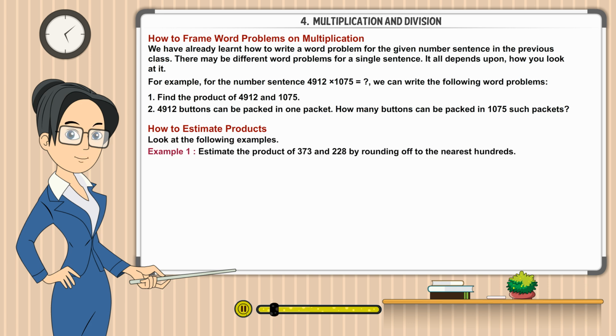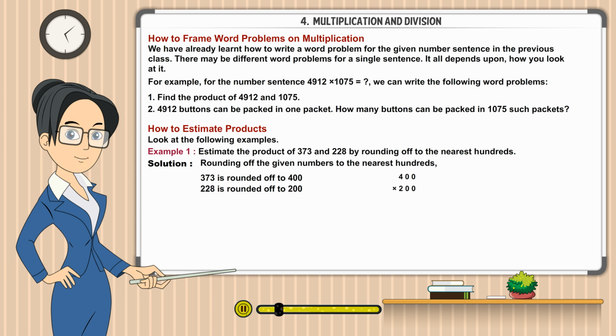Example 1. Estimate the product of 373 and 228 by rounding off to the nearest hundred. Solution. Rounding off the given numbers to the nearest hundred, 373 is rounded off to 400. 228 is rounded off to 200. Estimated product is equal to 400 × 200 = 80,000.